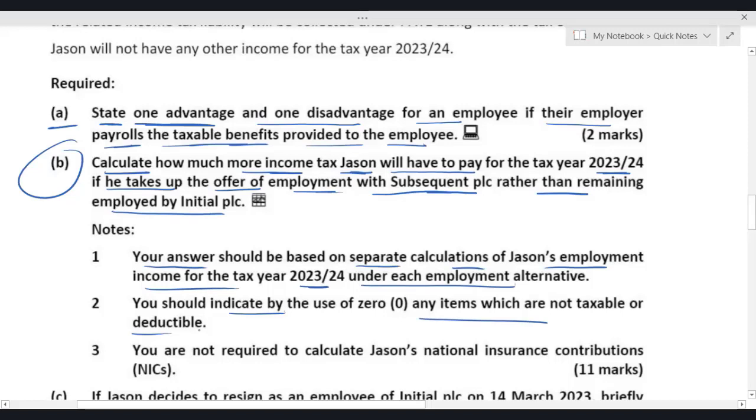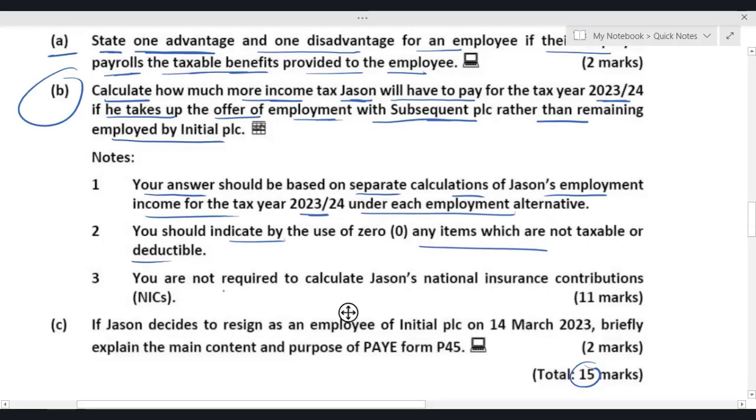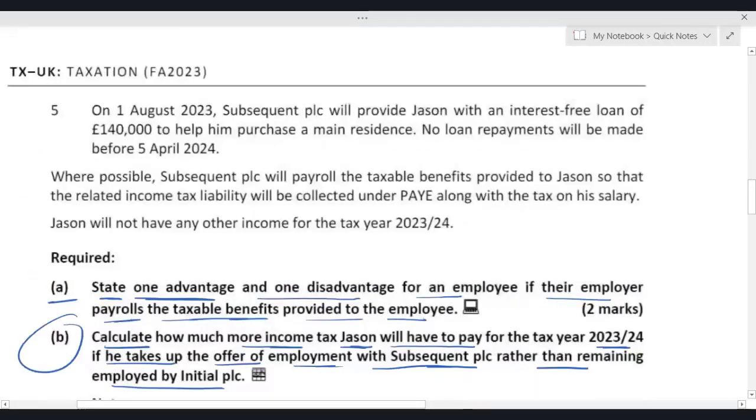If you're not writing zero for an item for which you should have written it, then obviously you will be losing marks and you will be getting 0 marks for that. You are not required to calculate Jason's NIC because they have mentioned he's interested only in income tax liability. Okay, so let's deal with part B, then we'll come to part C.